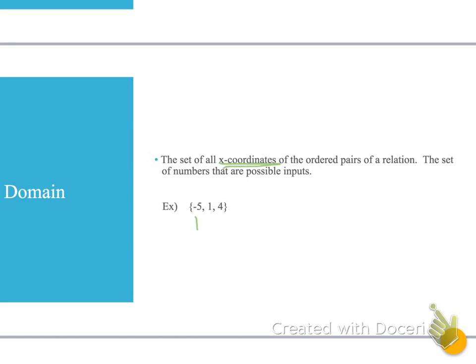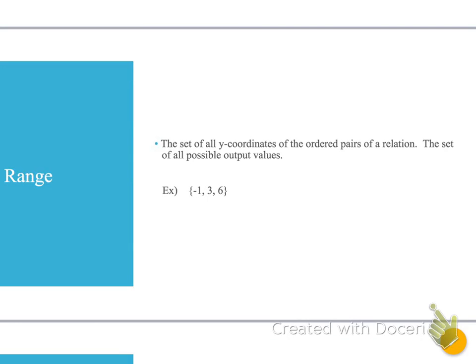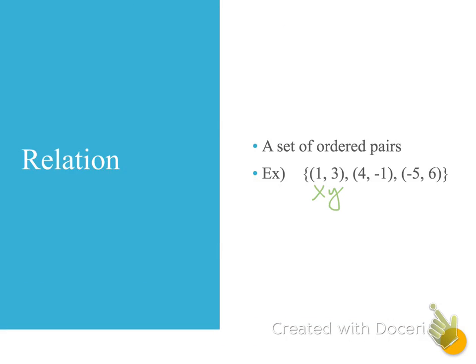Okay, so these are x coordinates on a graph, which means range is going to be all my y coordinates. So these would be the y coordinates of the relation example that I just showed. So domain, range.